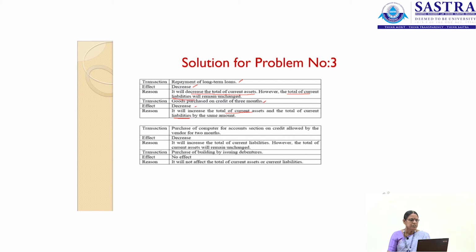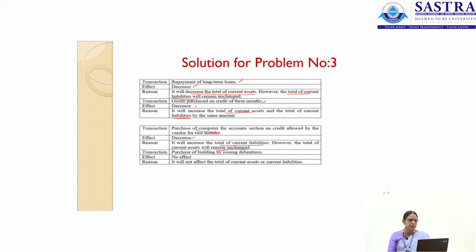Next is purchase of computer for the account section on credit allowed by the vendors for 2 months. So we have an increase in your current liabilities as it is purchased on credit, and the total of your current assets will remain unchanged, because any computer purchased for the account section will become part of fixed assets. So it will not come under current assets. So the ratio will decrease.